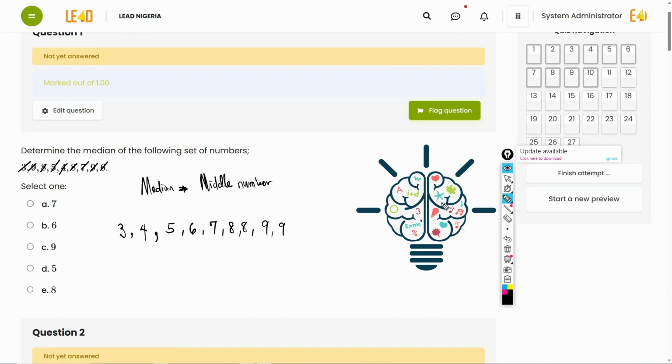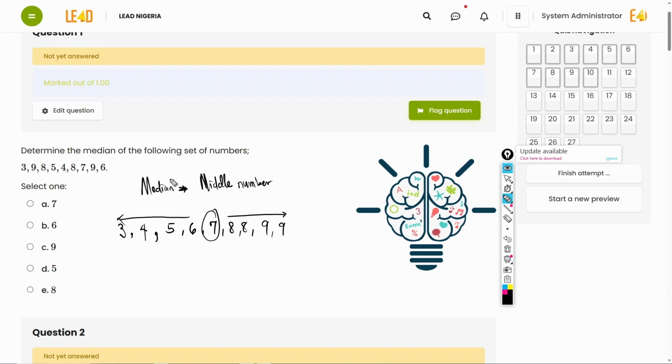All right, so I cancel them out, so that I'm sure that I didn't miss any number, because sometimes it can be tricky. Another thing I do to double check is that I count 1, 2, 3, 4, 5, 6, 7, 8, 9. Okay, good. So I've arranged them properly. The number that is right in the middle will be 7, because we have 4 numbers this way and 4 numbers this way. So 7 is the median.